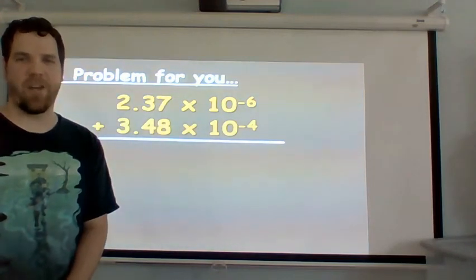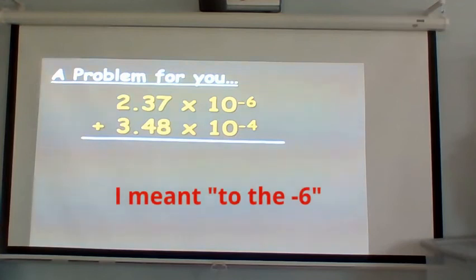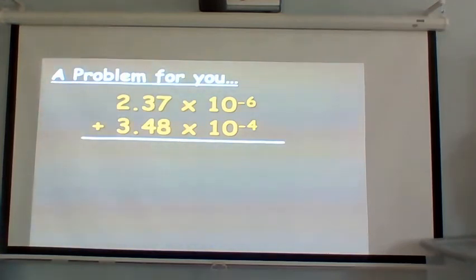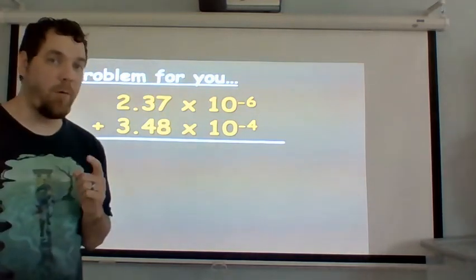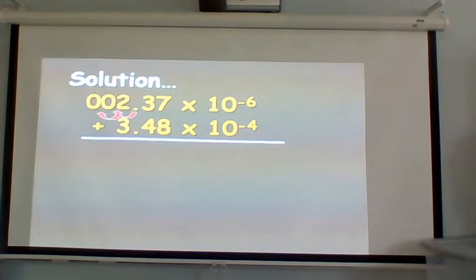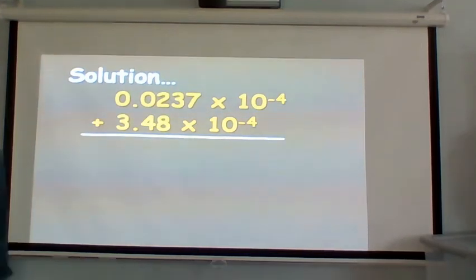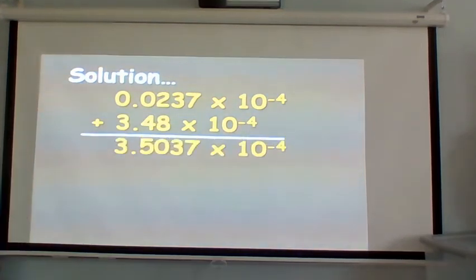One last example here. If we have these two numbers, 2.37 times 10 to the 6th, and we're adding it to 3.48 times 10 to the negative 4th, and remember, we're going to change the one that's smaller. We're going to move the decimal over 2 times and get 0.0237 times 10 to the negative 4th. And adding that, we get a final answer of 3.5037 times 10 to the negative 4th.